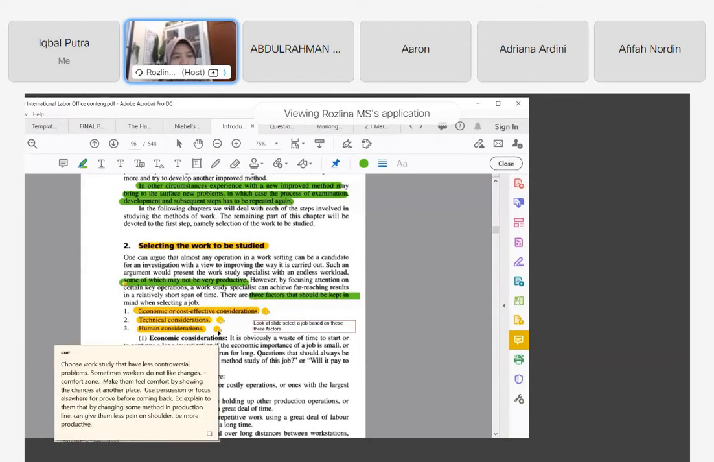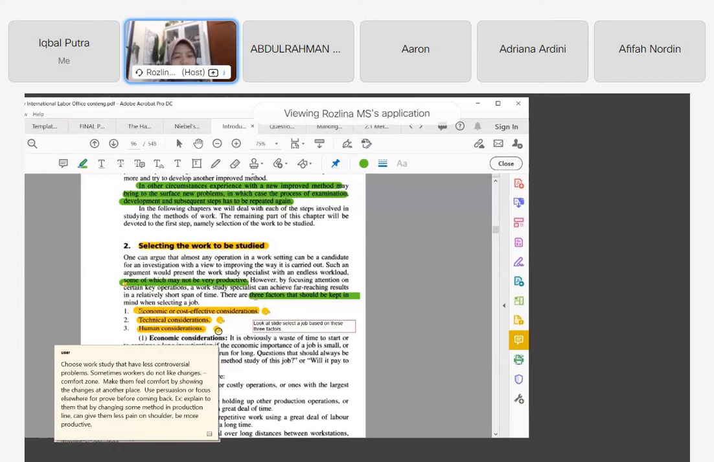Okay, this one, choose work study that has less controversial problems. Sometimes workers do not like changes because they are convenient with the current situation, their comfort zone. So you have to make them feel comfortable by showing the changes at another place. You show the benefit. If you do the method study and the improvement in department A, you show them what the benefits from department A are.